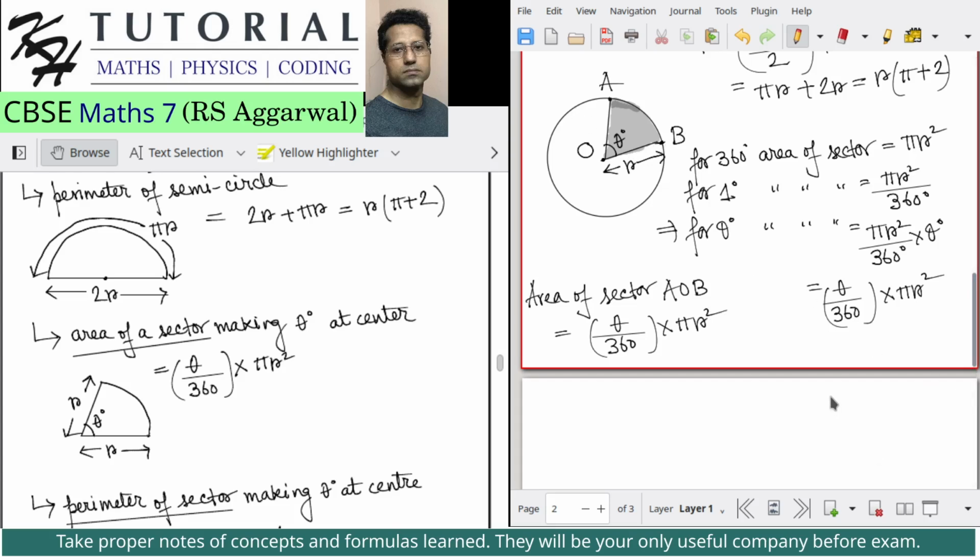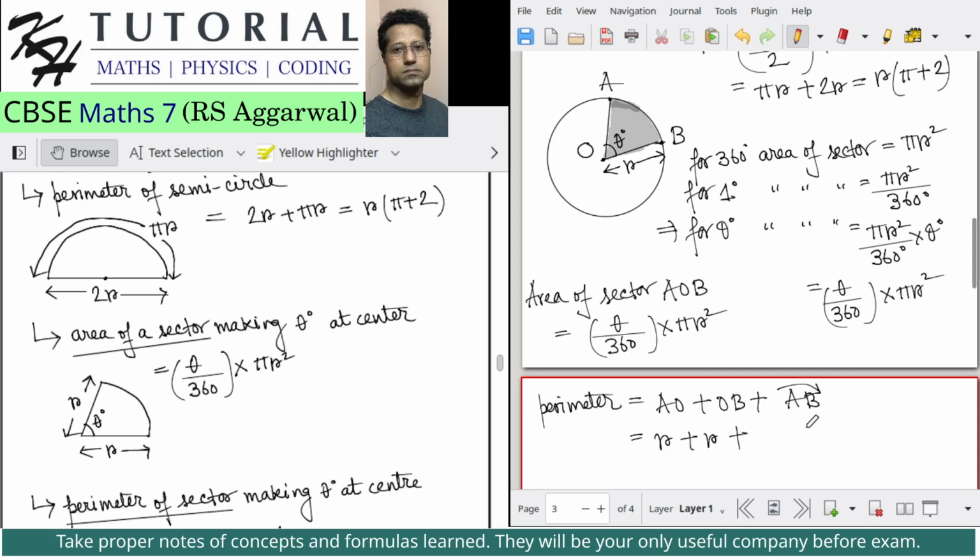Now what will be the perimeter? Perimeter of the shaded region is AO plus OB plus the arc AB. Now what is AO? AO and OB are equal to the radius of the circle. So R plus R. And what is AB?